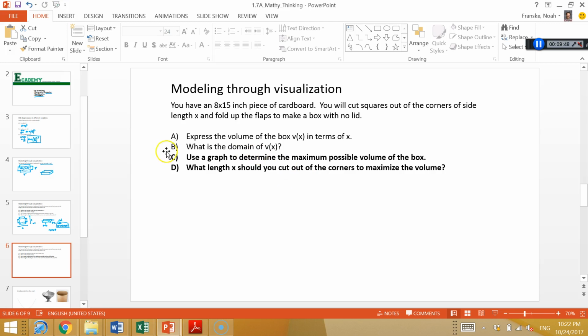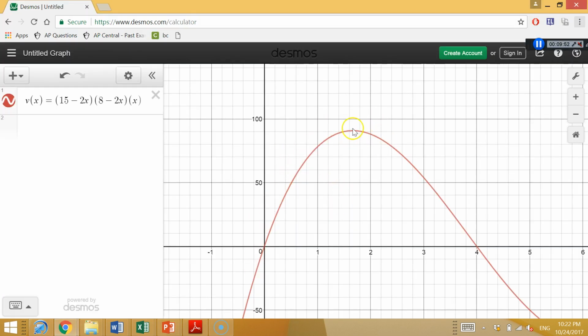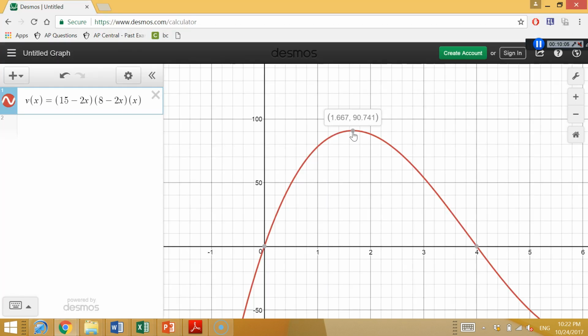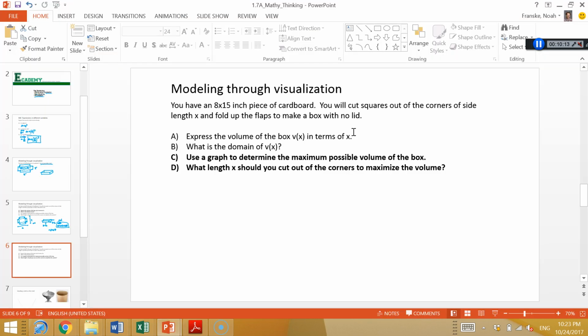So, what we're going to do is determine the maximum possible volume. Well, it looks like the maximum volume is going to happen right up there. And if you click on this in Desmos, it'll tell you what that is. So the maximum volume looks like it is 90.74 inches cubed, right? Cubic inches for volume of a box. And they're saying, what length should I cut out? That's the 1.667. So it looks like 1 2/3 inches will give me that maximum volume. Kind of cool.